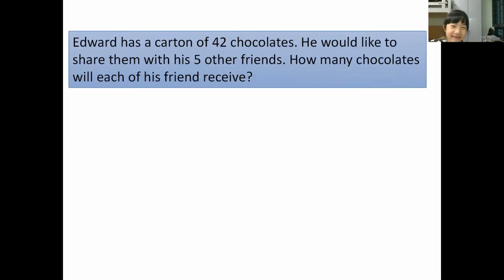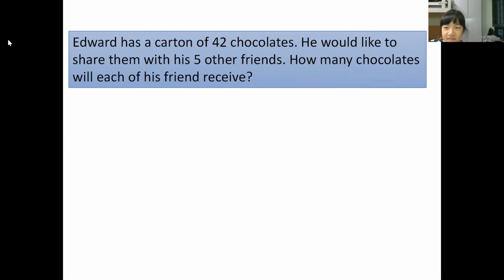First thing is about Edward. Remember last week we talked about somebody else? Do you remember who the person was? Huan Ran, isn't it? Ran had some cookies in a tin, remember? So this week we have Edward, who has a carton of 42 chocolates, okay?